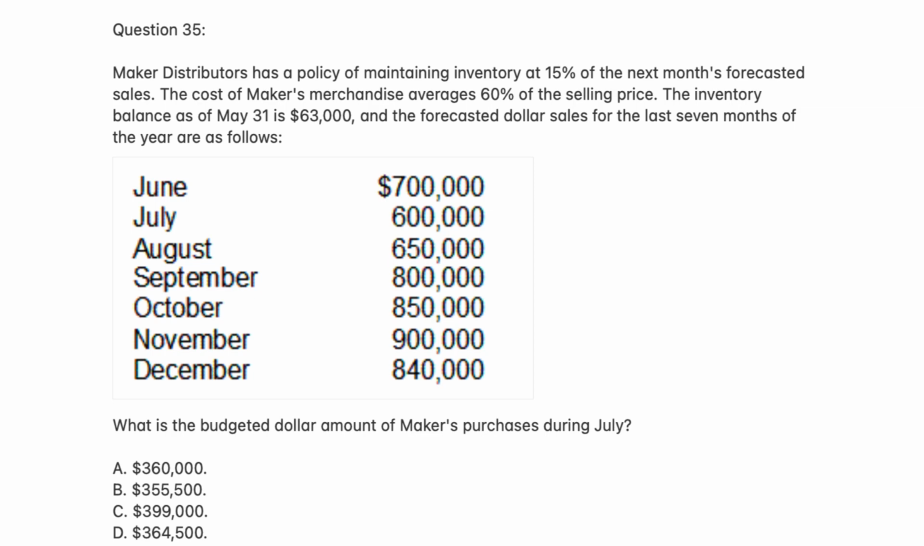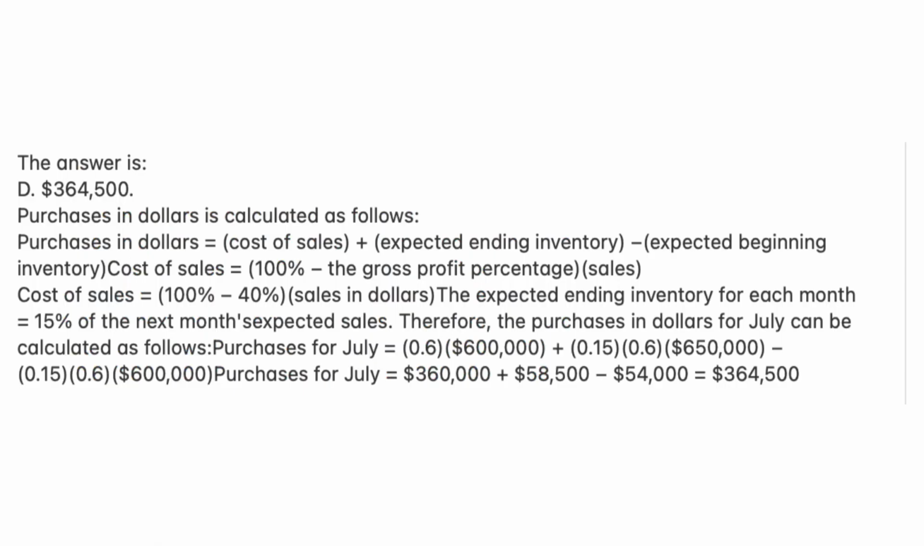$360,000. B. $355,500. C. $399,000. D. $364,500. The answer is D. $364,500. Purchases in dollars is calculated as follows.